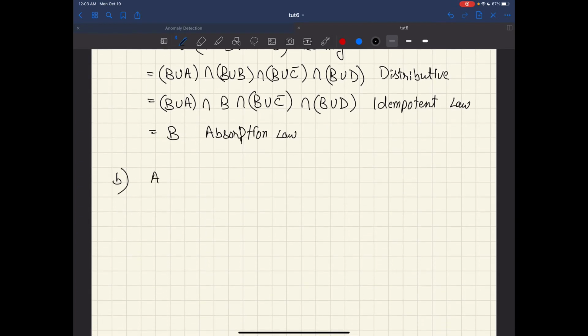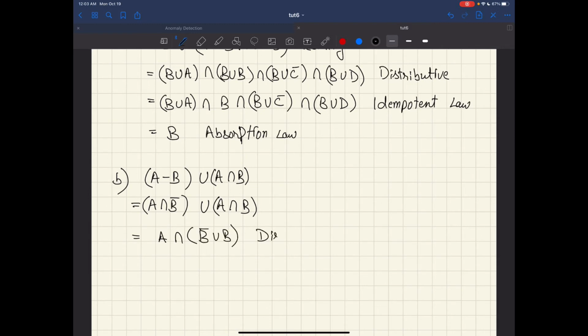The second part is (A − B) ∪ (A ∩ B). First, using the definition of set difference, it's A ∩ B'. And now using the distributive law, I can write A ∩ (B' ∪ B). Again, using the inverse law, it gives me the whole universe. So A ∩ universe, using the identity law, gives me A. And that's your solution.